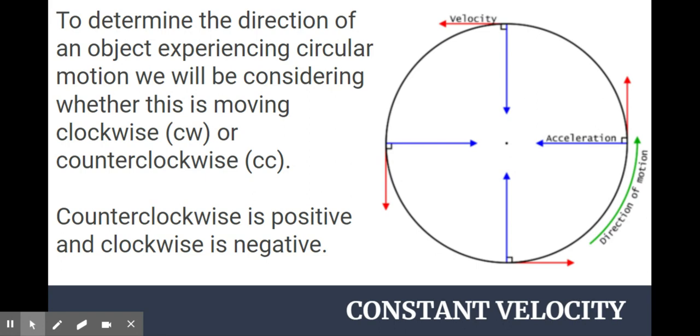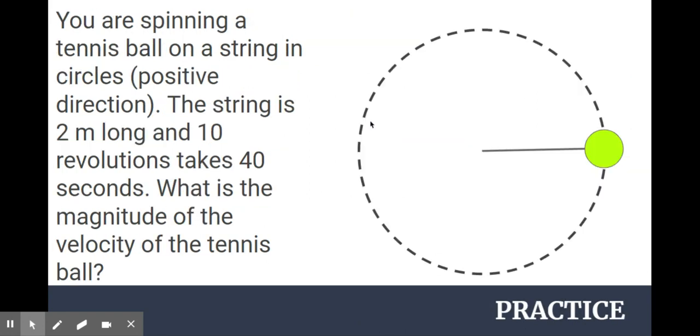Let's try to apply what we've learned, all right? So you're spinning a tennis ball on a string in a circle. We'll say it's a vertical circle, up, down, okay? And in the positive direction, all right? The string is 2 meters long, and it takes 40 seconds for this tennis ball to make 10 revolutions. What is the magnitude of the velocity of the tennis ball? Go back to the stuff we've talked about, look at our velocity equations, see what you can come up with. Pause the video if you need to.